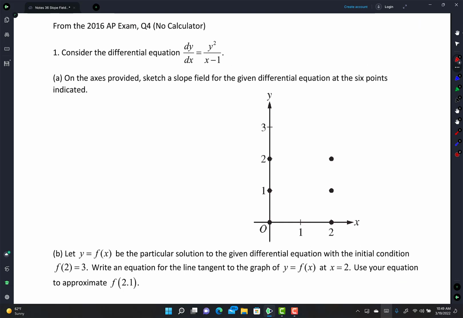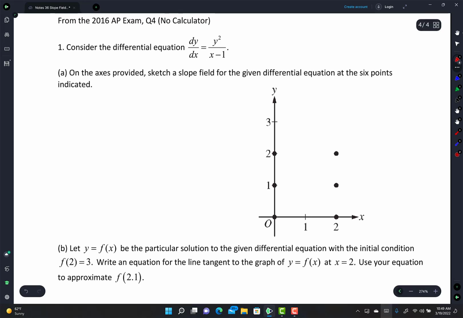What you're looking at is the question from 2016, question 4 with no calculator. Do you guys want to see if you can do letter A by yourself? Okay, take 2 minutes. So draw your little segment. I think I graded this one that year.